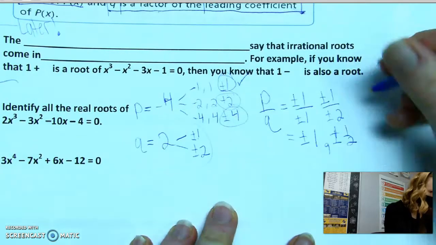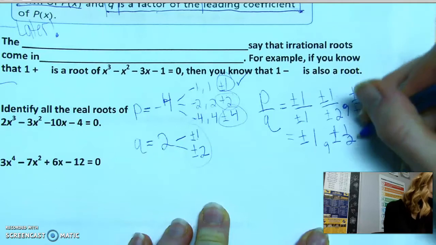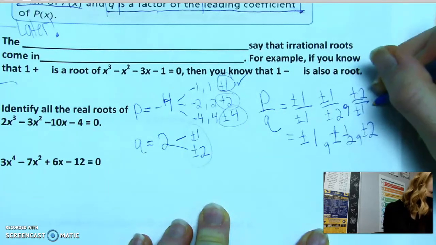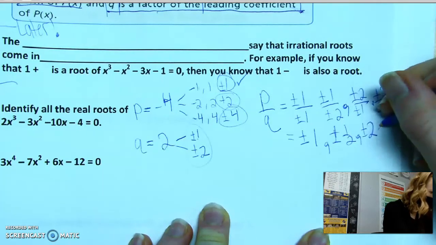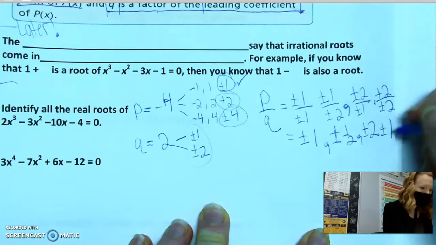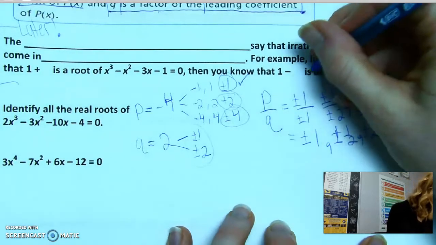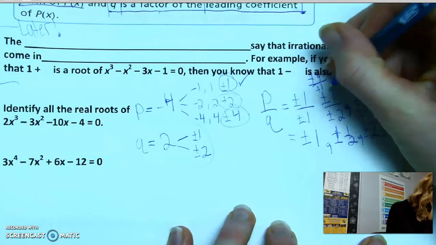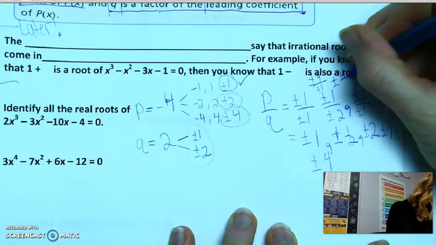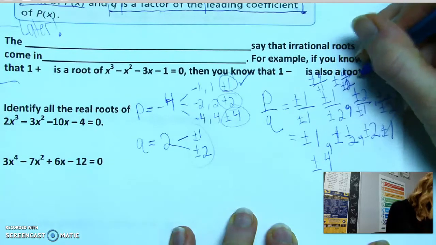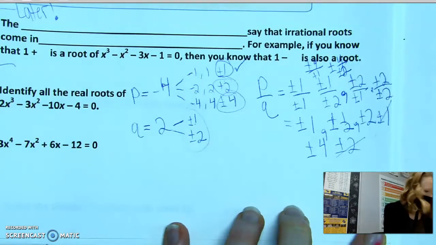So I've already done that one. And then we have plus or minus 2 divided by plus or minus 1, which would give me plus or minus 2. And then I have plus or minus 2 divided by plus or minus 2, which would give me plus or minus 1 again. So I don't really need to write that again. And then we have our last group, which is plus or minus 4 divided by plus or minus 1. So I would get plus or minus 4, and then plus or minus 4 divided by plus or minus 2, which gives me plus or minus 2, which once again, I already have that written down. So then I don't need to have it twice.